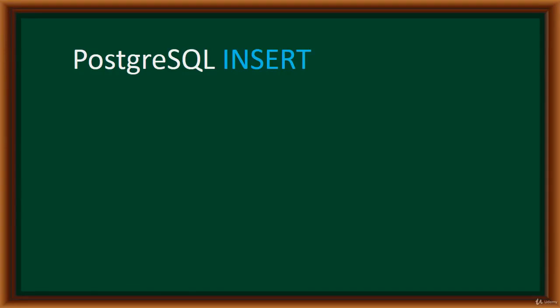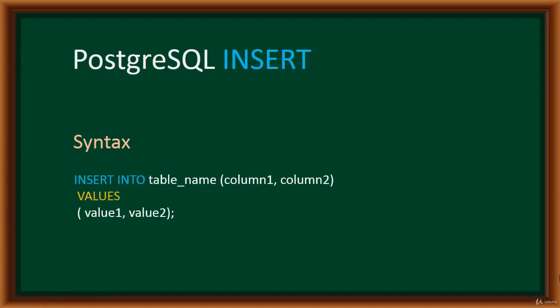In this lecture, you'll learn how to insert new rows into a database table using the insert command. Sometimes when you create a new table in a database, it is bare, it doesn't have any data. In order to add data, you need to use the Postgres insert statement to insert rows of data into the table. A typical syntax to insert data or rows into a table is like this.